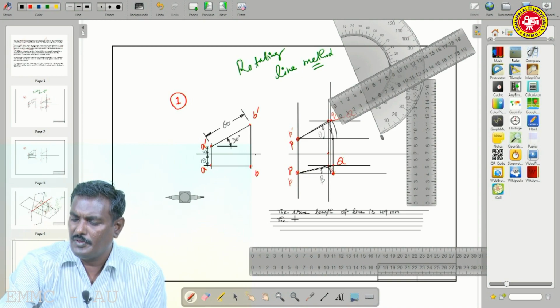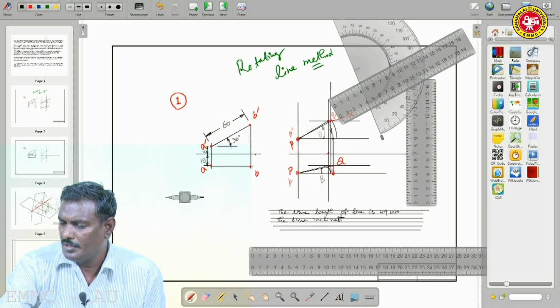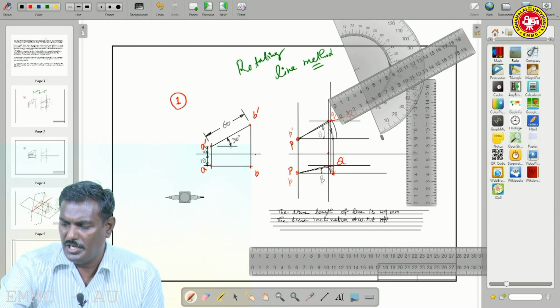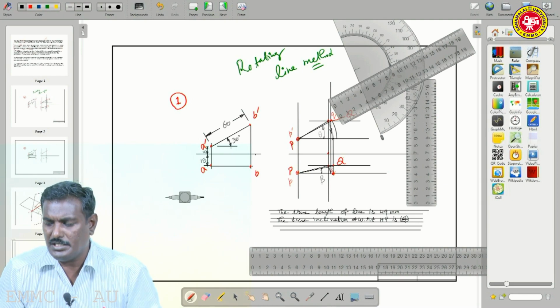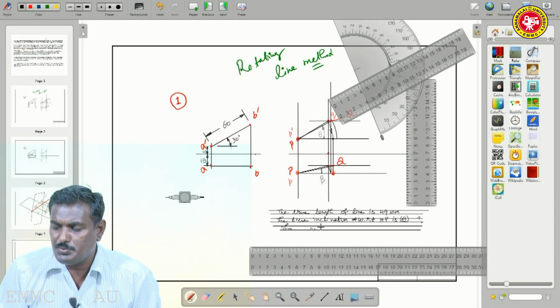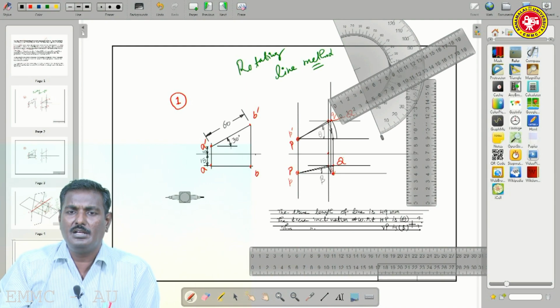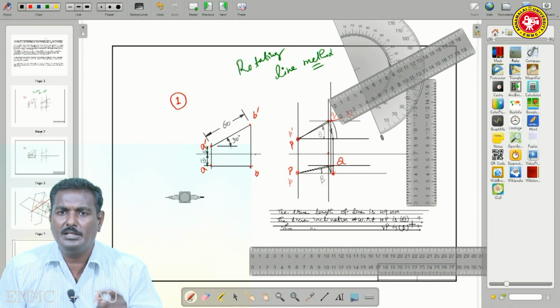Then the inclinations, the true inclinations, that is important. The true inclination with respect to the horizontal plane is theta. So, we have to obtain it. What about theta? By using a pro-circle or protractor and mention it here. In similar fashion, the true inclination with respect to VP is beta. So, we have to observe and write it in this. So, that is the concept for determining the true length and inclination.